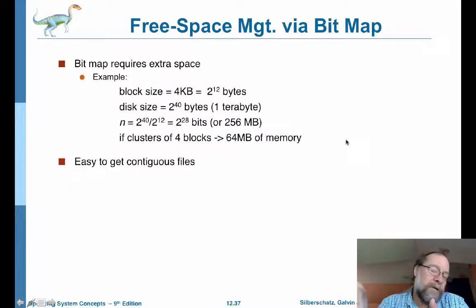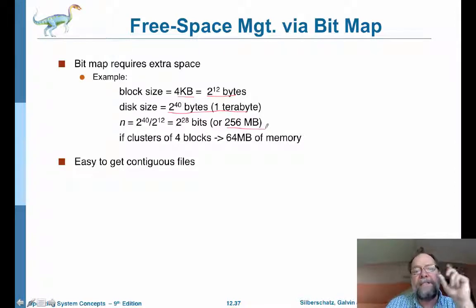It does, of course, require space. You have to store the free bitmap someplace. Here you can see, well, if the block size in our hard drive is, say, 4 kilobytes, that's 2 to the 12th bytes. Our disk size is 1 terabyte, 2 to the 40th bytes. Then the size of our bit vector is going to be about 256 megabytes. Well, it's pretty big, but not that big compared to a terabyte.